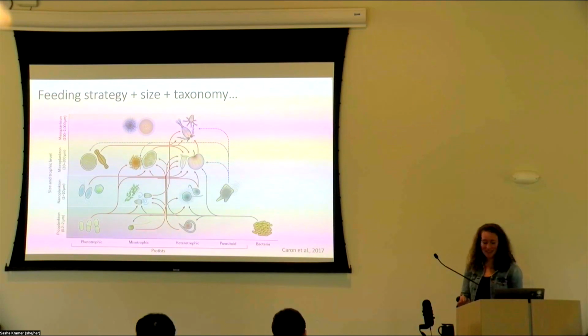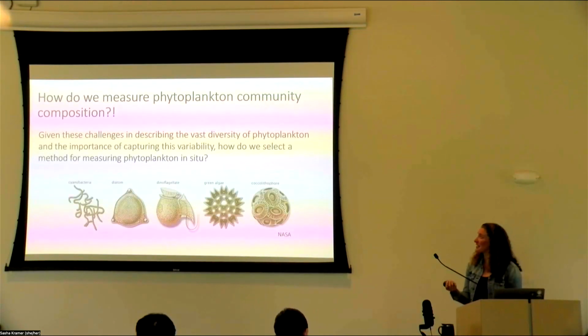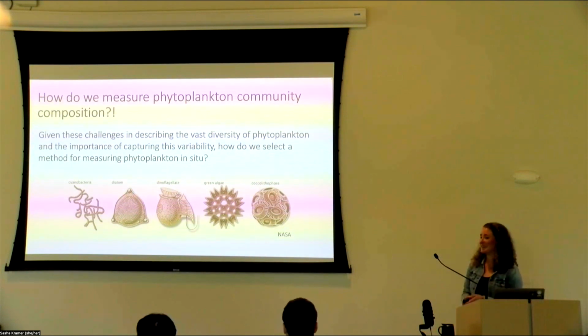So now we come to this big challenge. How do we measure phytoplankton community composition? How do we do it? We have so many different types of phytoplankton. We have so many different ways that we can categorize them, and ways that they're obviously different from each other or annoyingly similar to each other. And we know it's really important to be able to separate them on these really broad scales.